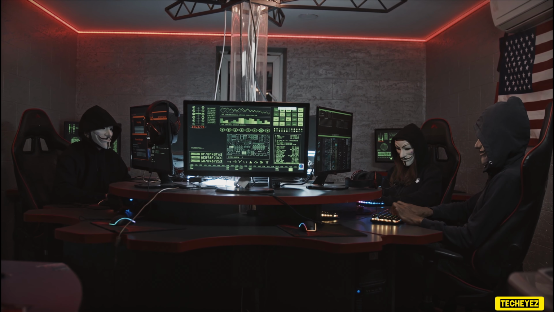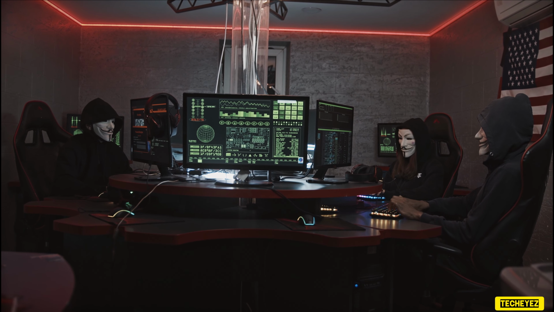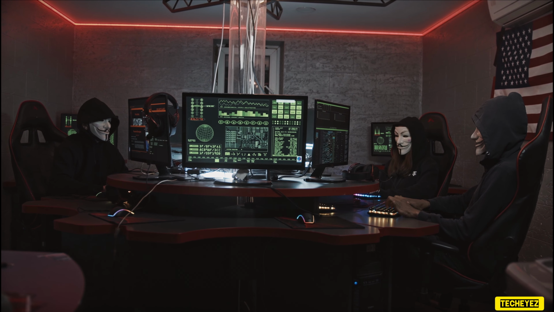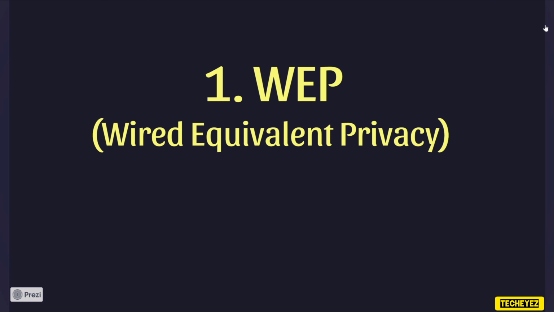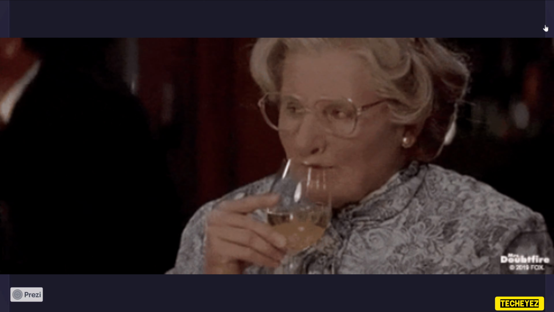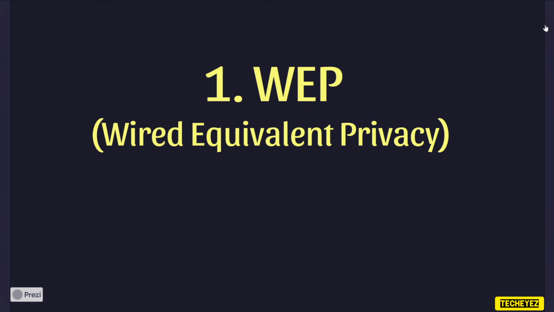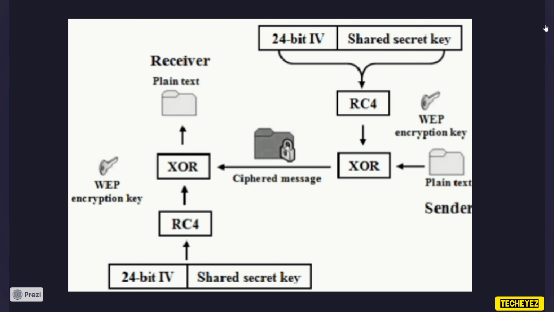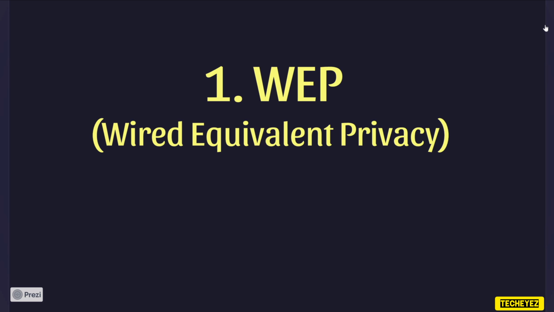Now we will understand the different encryption protocols for Wi-Fi security. The WEP protocol is the oldest protocol and it was introduced in 1997 to provide confidentiality similar to a wired network. It uses the RC4 stream cipher for encryption. Several vulnerabilities were identified for this protocol, and the current status is deprecated and considered insecure.